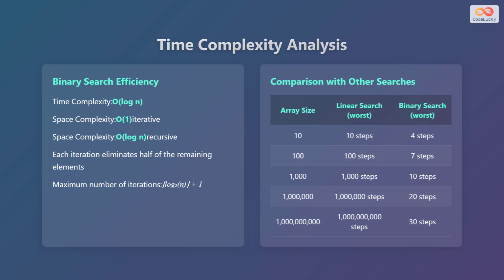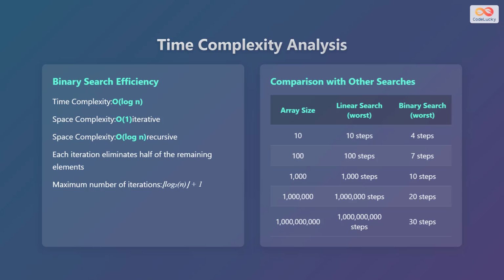Binary search boasts an impressive time complexity of O(log n), making it highly efficient for large datasets. The space complexity is O(1) for the iterative approach and O(log n) for the recursive approach due to the call stack. Each iteration effectively halves the search space, requiring at most the floor of log base 2 of n plus 1 iterations. Consider the following table comparing linear and binary search.